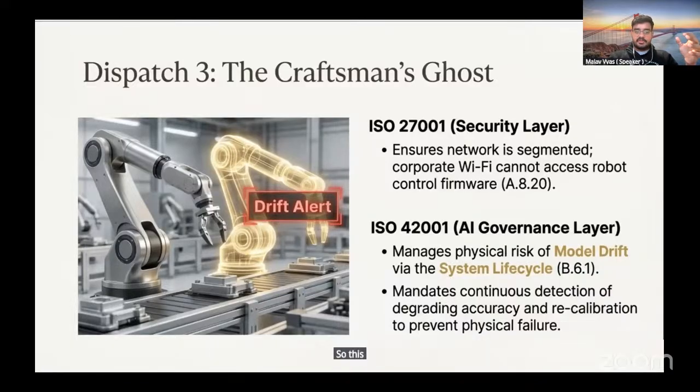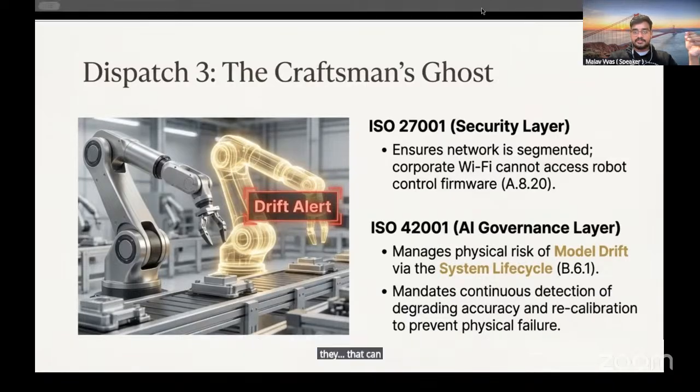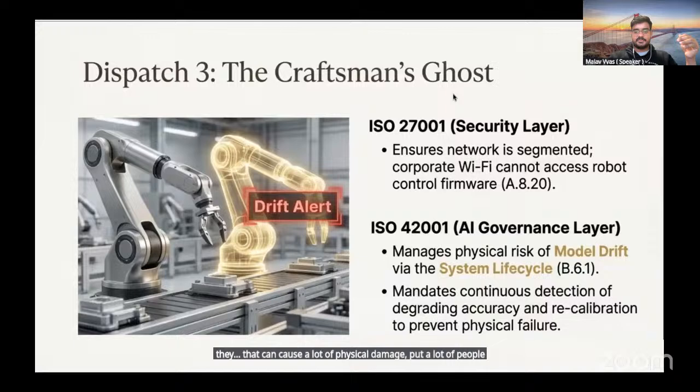So this will prevent a lot of catastrophe, because in factories and a lot of big facilities, the robotic arms are really huge. And if there is some degradation, or even if they are randomly spinning, that can cause a lot of physical damage, with a lot of people in the hospital.